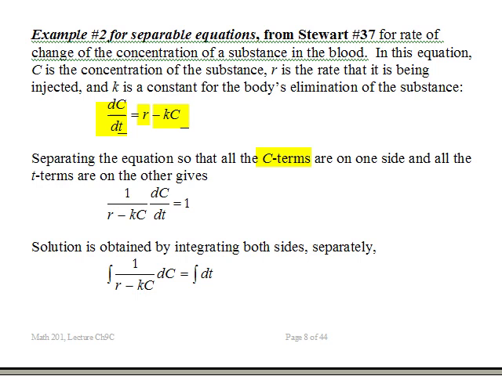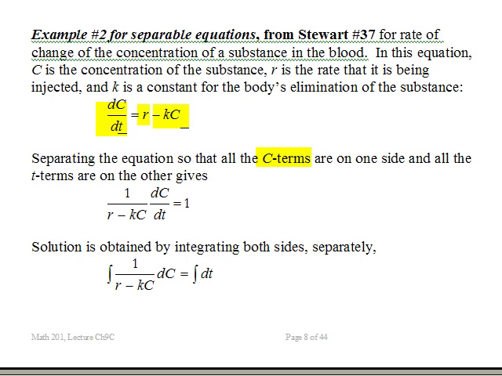So here we're trying to make that connection that C here is not a constant, but instead is the name of the function we're looking for. It is the concentration of this substance, of this drug in the bloodstream. Okay, so I'm going to separate this because I'm going to pull all these terms over to the other side. So I get 1 over R minus Kc dc by dt equals 1. That's okay. I've left 1 on the other side. It is not a function of concentration.